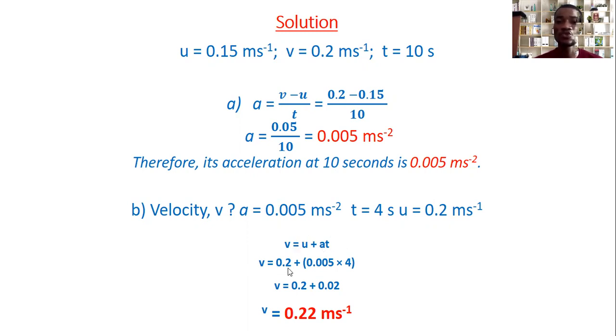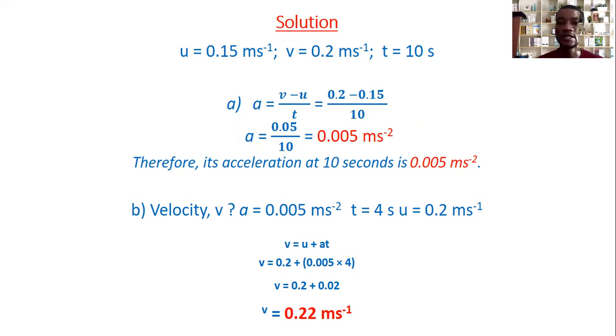v equal to 0.2, initial velocity, plus, then you can put these in brackets to differentiate so that there will be no mix up. So our acceleration is this, and then the new time given to us is 4. So we multiply it together. We've got 0.02. Then we add it to this one. So 0.2 plus 0.02 is 0.22 meter per second. So this is the unit for velocity. So you can see, this is the velocity at 4 seconds.